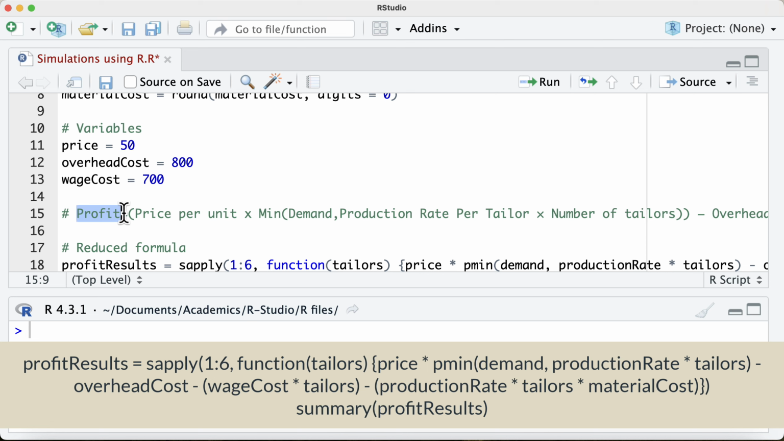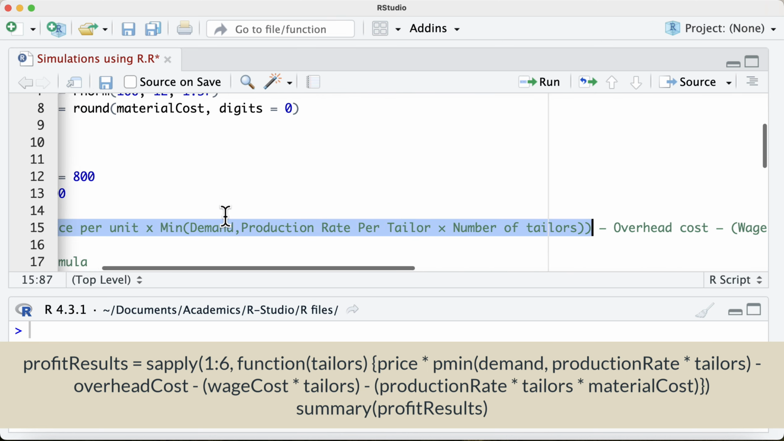Profit calculation is our objective. We want to see how much profit we will get if we use only 1 tailor, 2, 3, 4, 5 or 6 tailors. The formula for profit is that the first step is revenues. This highlighted part is our revenue. The formula for revenue is price per unit multiplied by minimum of demand or production. Whichever is minimum, we will choose that and multiply that by price per unit, and that will give us revenue.